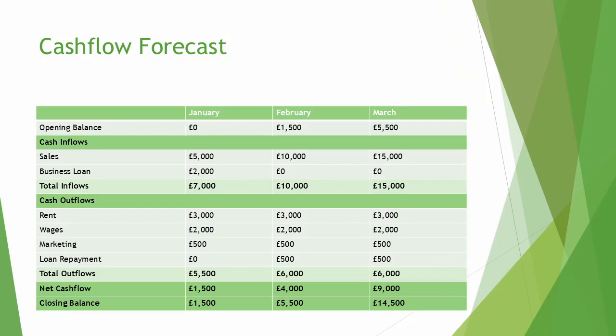A cash flow forecast is a financial tool that estimates the expected inflows and outflows of cash over a specific period of time. The cash flow forecast starts with the opening balance, which is the cash that the business starts with. The cash flow forecast then includes the cash inflows from sales, loans, or other revenue sources. The cash flow forecast then lists the cash outflows, such as rent, wages, and marketing. The cash flow forecast then has the net cash flow, which is calculated by subtracting the cash outflows from the cash inflows. The cash flow forecast then shows the closing balance, which is the net cash flow added to the opening balance.